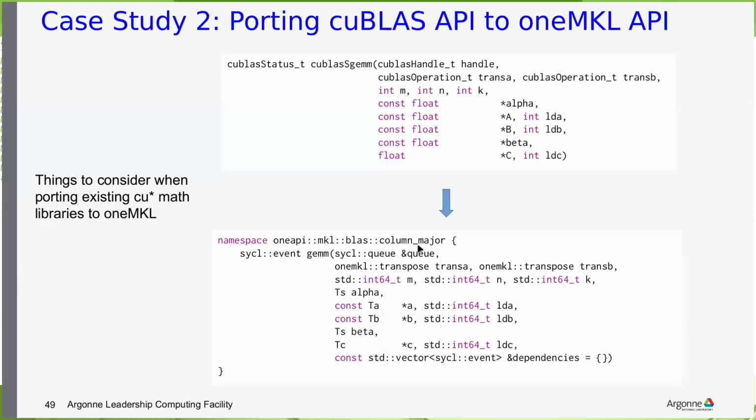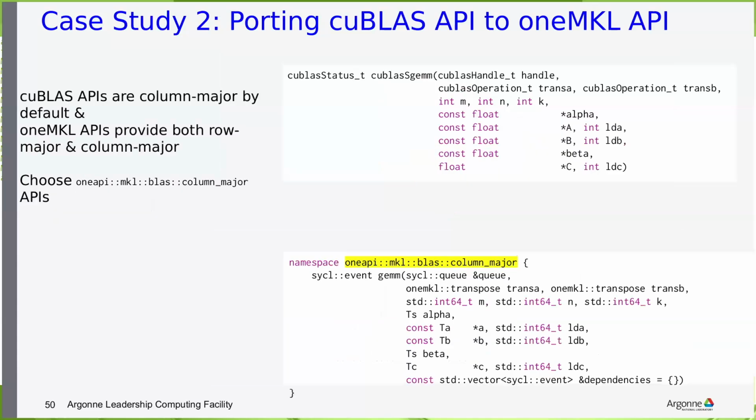I should mention here that we need to explicitly map it to a column major, because oneMKL provides both column major and row major because of CPUs and GPUs or Fortran. cuBLAS is inherently C based, so it's column major.